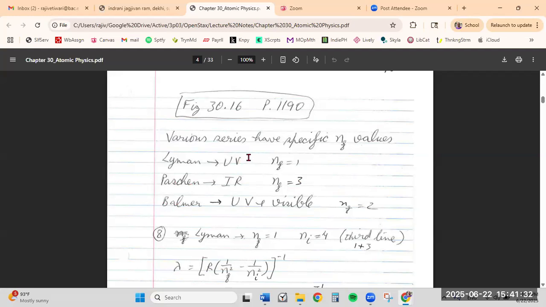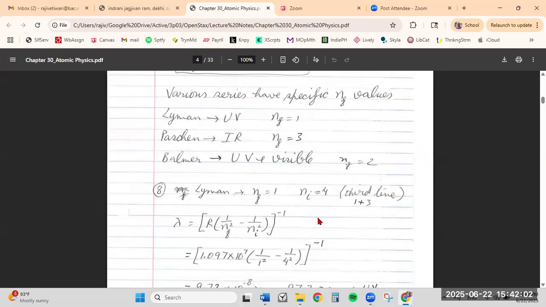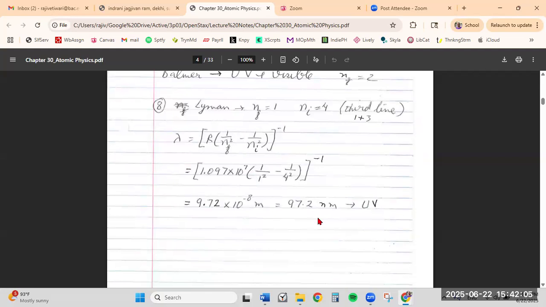Now, the wavelengths for these series are such that the entire Lyman series falls in the ultraviolet portion of the electromagnetic spectrum. The entire Paschen series falls in the infrared area. Balmer series have some lines in the ultraviolet and then some that are visible. Let's look at problem number 8.